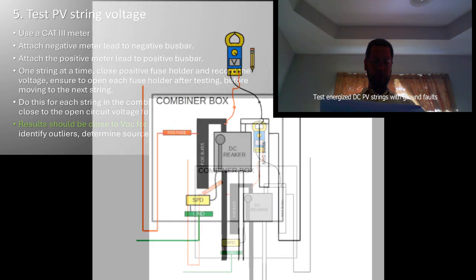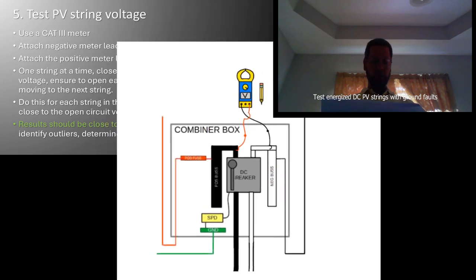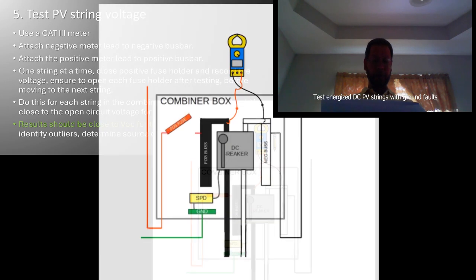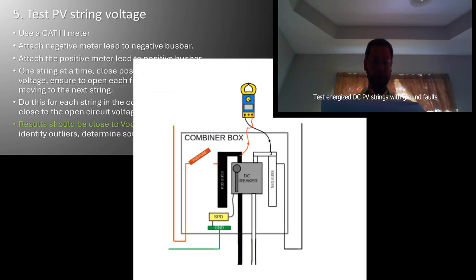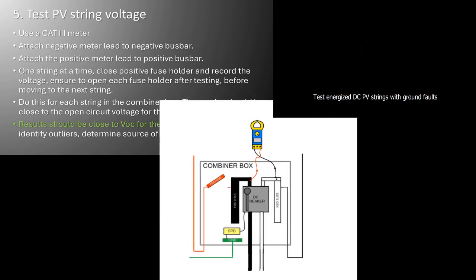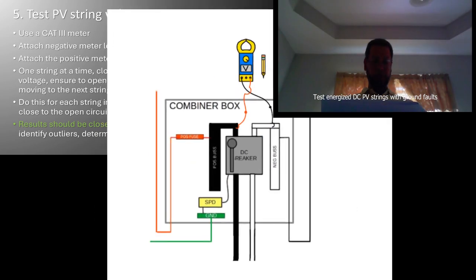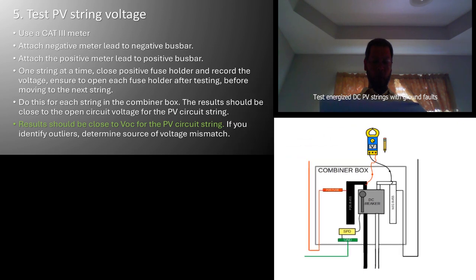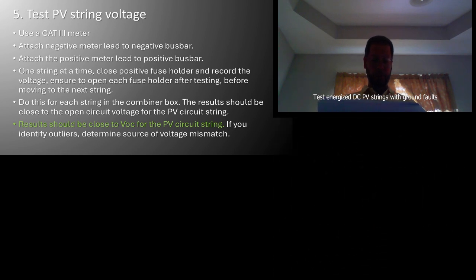One string at a time, close the string's fuse holder or holders and record the voltage. Open each fuse holder after testing before moving to the next string. Do this for each string in the combiner box. The results should be close to open circuit voltage for the PV circuit string. If you identify any outliers, you must determine the source of the voltage mismatch.